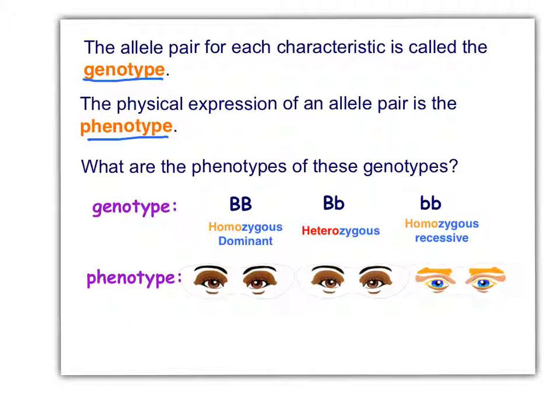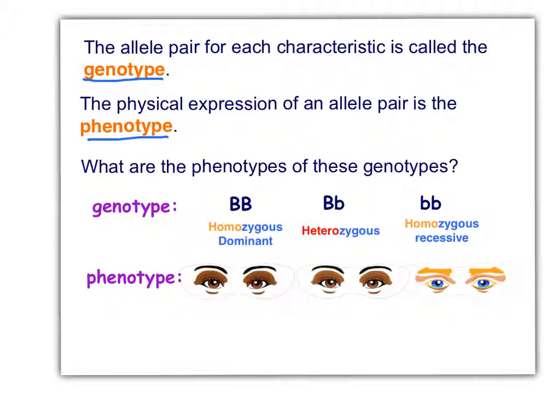So this is homozygous dominant. Homo meaning the same, dominant meaning you've got two of the same dominant alleles. Heterozygous, think if you're heterosexual, you like the opposite sex, so it's different. So we've got different alleles, so in this case we've got one dominant allele and one recessive allele, or one allele for brown eyes and one allele for blue eyes.